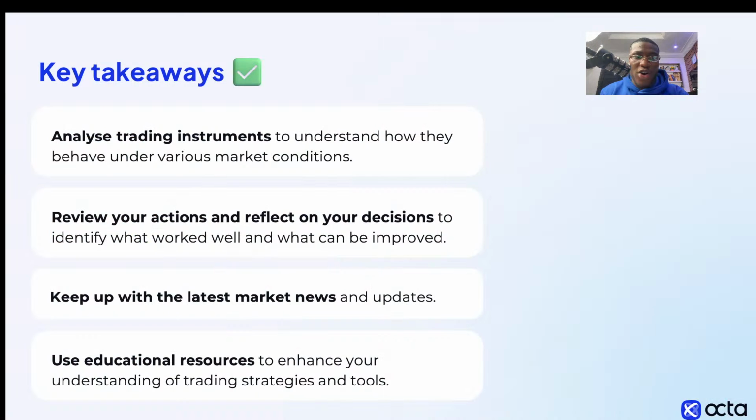What are some of the key takeaways from today's session? Remember, guys, don't just come into the markets and try to gamble your way around. Make sure you analyze the trading instruments and understand how they behave under various market conditions. Review your actions and reflect on your decisions to identify what worked well and what can be improved on. Keep up with the latest market news and updates. You can do this with the Octa Trader app and the Octa Economic Calendar as well.